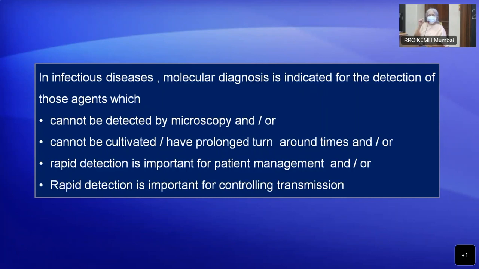Detection is equally important for isolating the patient, for contact tracing. That's how we ended up with the RT-PCR of COVID-19, because it was spreading very fast. So all these are the reasons why people use molecular tests in microbiology.